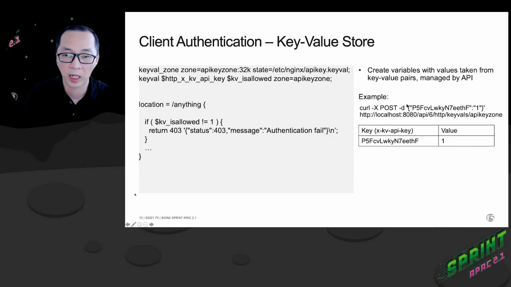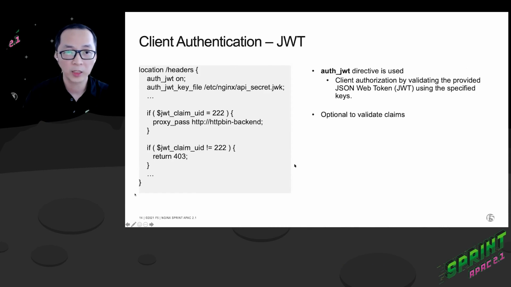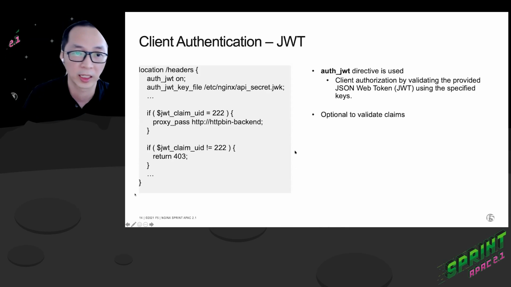When I do a post command, basically I update into the table. Once I update to the table, I'm able to use this key for the authentication, which we're going to see later. And last but not least, we're going to talk about JWT token authentication.